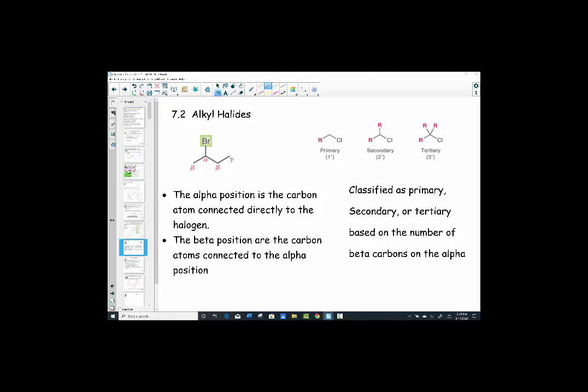In our next section, we investigate alkyl halides and really just practice naming some as well. Let's return to some vocabulary here as I'm looking over the structure. In the first picture here, I notice the carbon that's directly attached to the halogen. That carbon directly attached to the halogen is known as the alpha carbon. So the carbon atom connected directly to the halogen is called alpha.